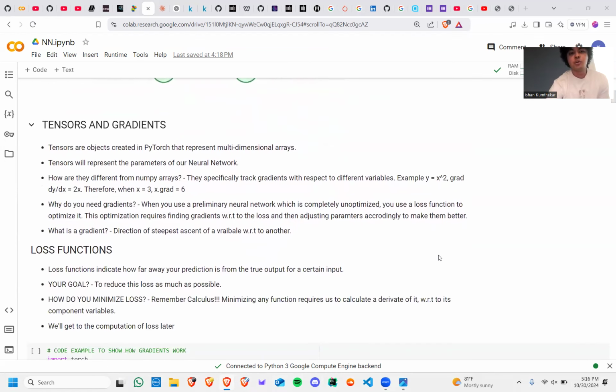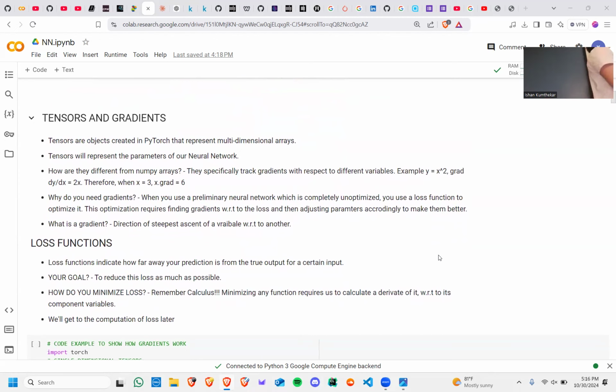To get started with some code, we're going to be using a library called PyTorch. PyTorch has these things called tensors. Have you guys heard of NumPy arrays or arrays in general? Tensors are basically similar to arrays. The only difference is that you can call .backward on it. So what does .backward do?